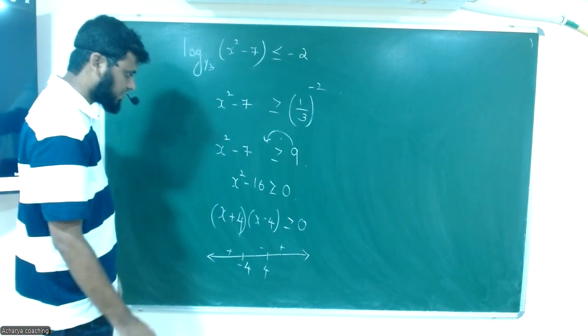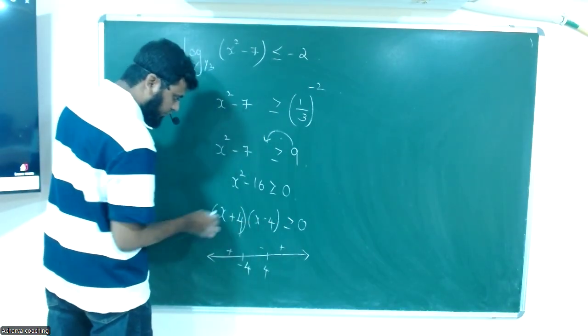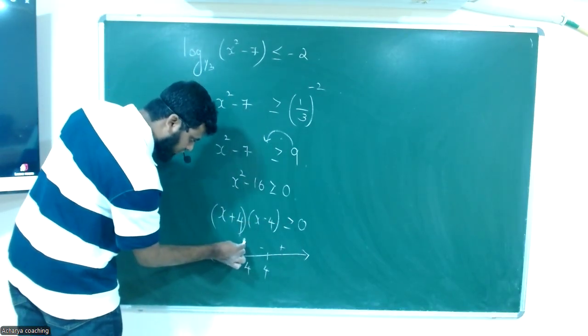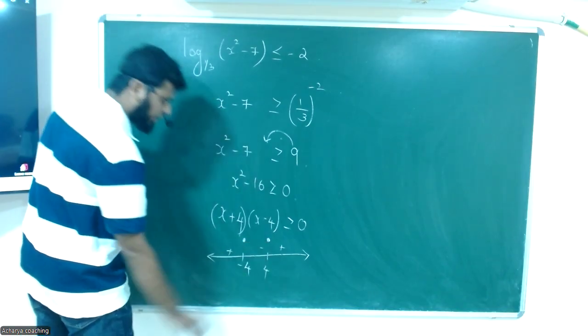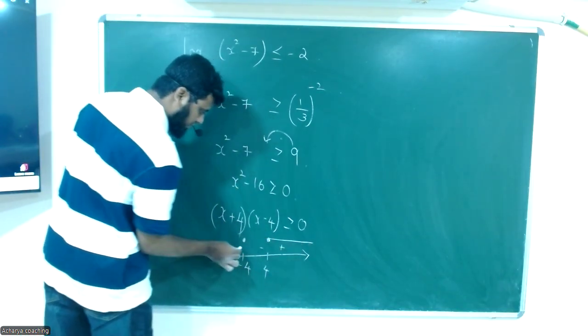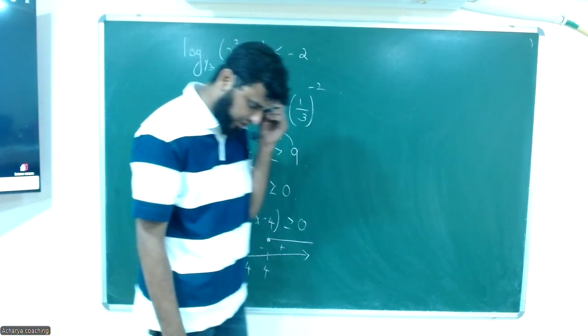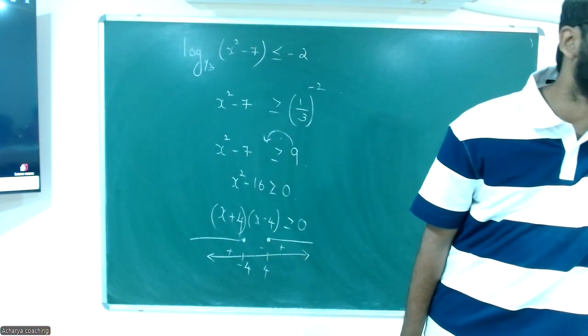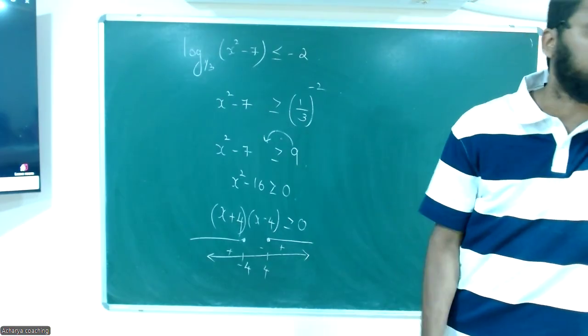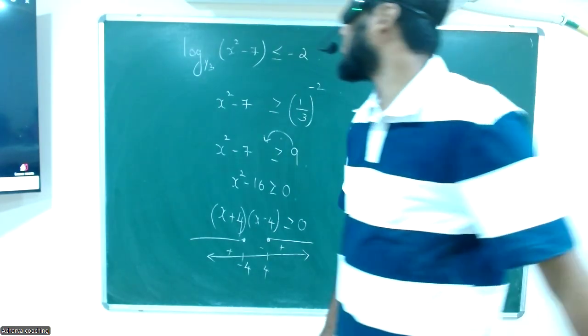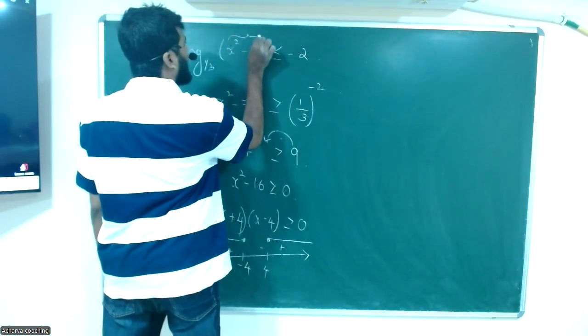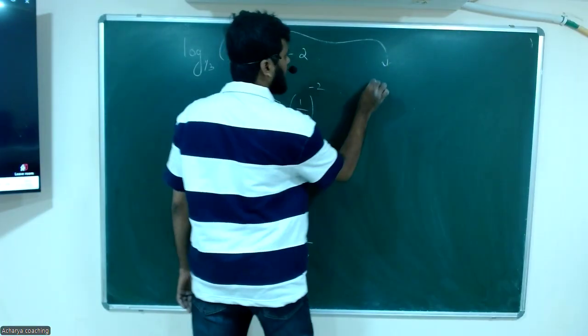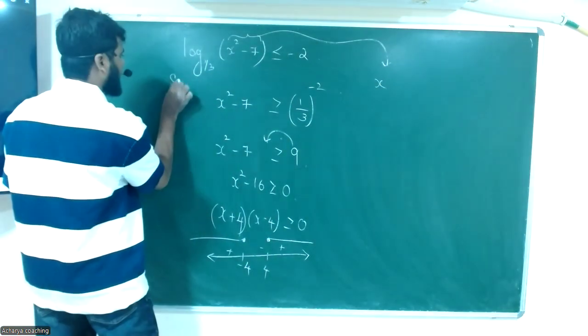Plus minus plus. So greater than or equal to 0, we can include the roots. Minus 4 I can include, plus 4 also I can include. Positive means this one and this one. If you write the final answer as minus infinity to minus 4 union 4 to infinity, it is not correct, because this is the solution part. Defining part also we have to see. Inside log whatever is there, that should be strictly greater than 0, right? This is the solution part.